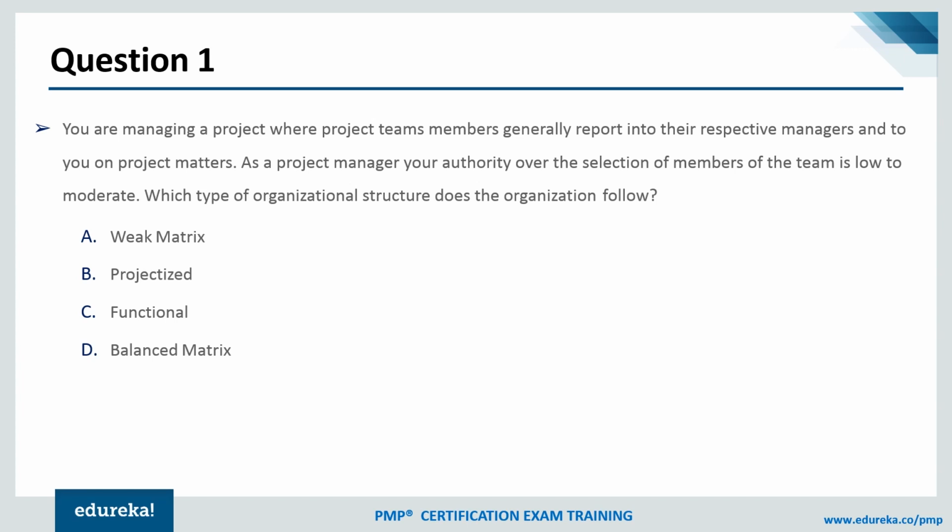So you are managing a project where project team members generally report into their respective managers and to you on project manager matters. As a project manager, your authority over the selection of members of the team is low to moderate. So which type of organizational structure does the organization follow? This is a straightforward one, and you should be able to answer that. We have covered this, we saw this in the slide.